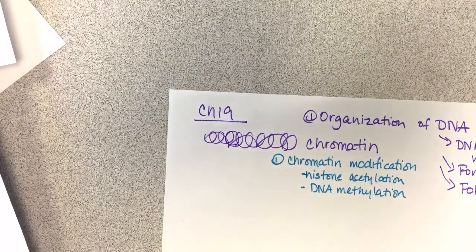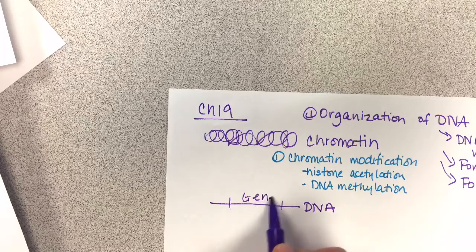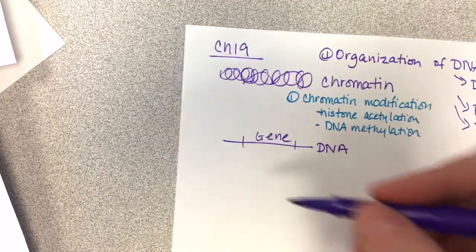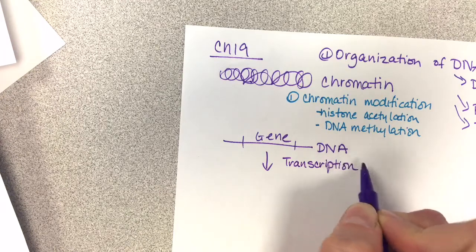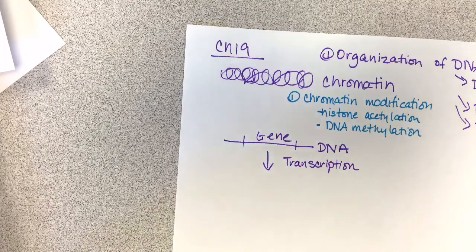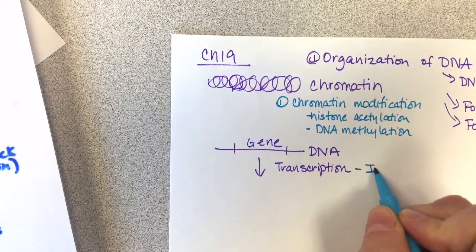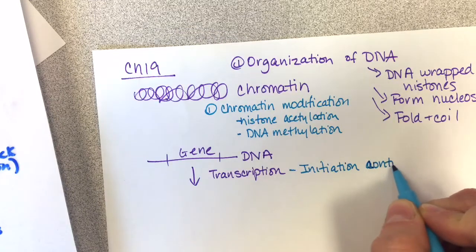So let's say then the DNA is exposed. So here's your DNA molecule, and your gene is part of that DNA. So there's your gene. Then the second place that we can control gene expression is what we do with that DNA, and that's transcription. So how can we control transcription? Remember that this initiation can be controlled by activators.